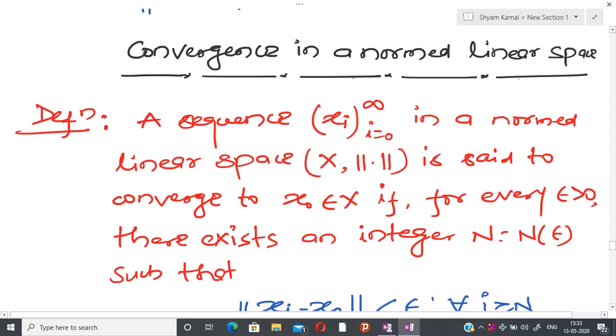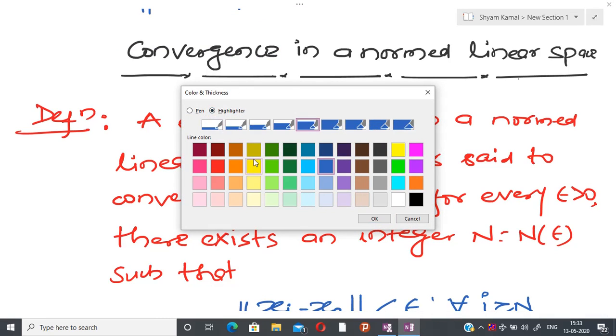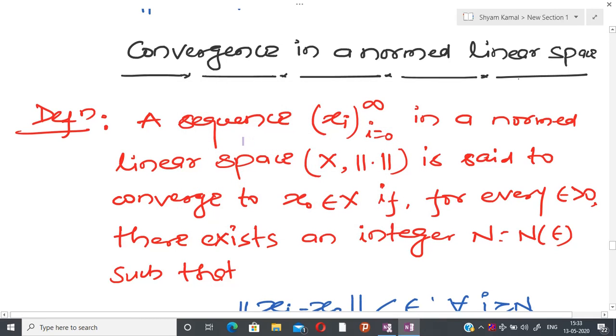So again, if you see the definition, it looks somehow like this. We say that a sequence, and now you can see that whatever sequence I am going to talk about looks like a sequence of real numbers, but that is not the case here.